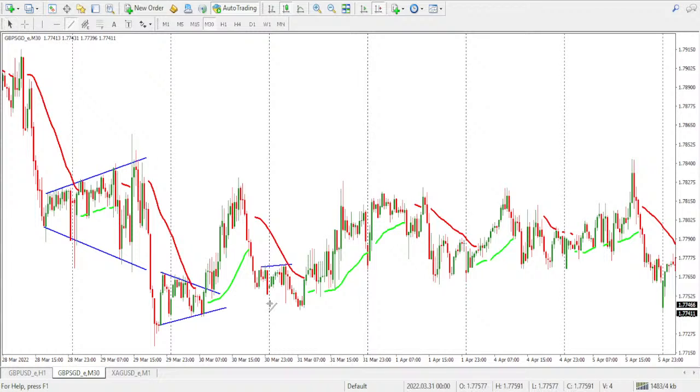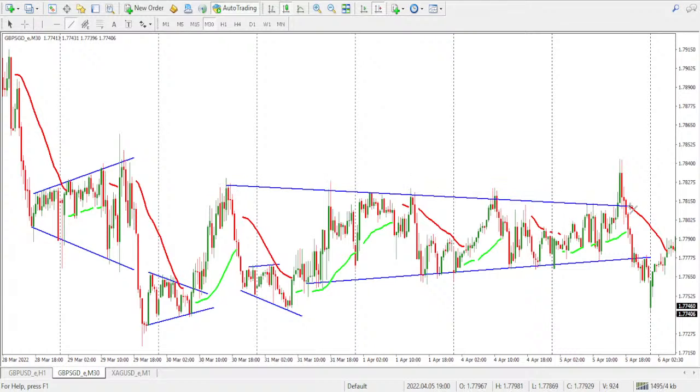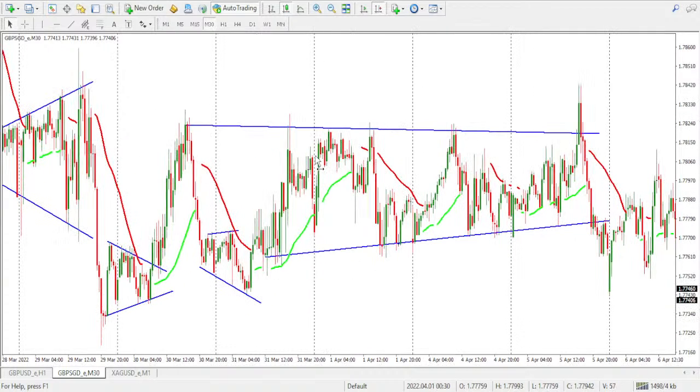We had another one from the bottom, and then we had another one, and then we had another one. This one here looks very interesting.